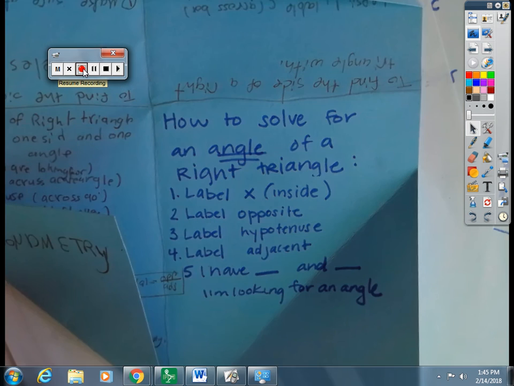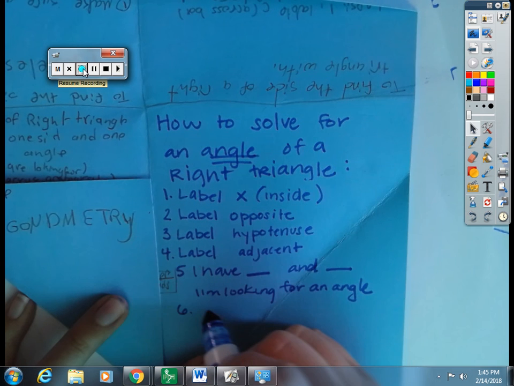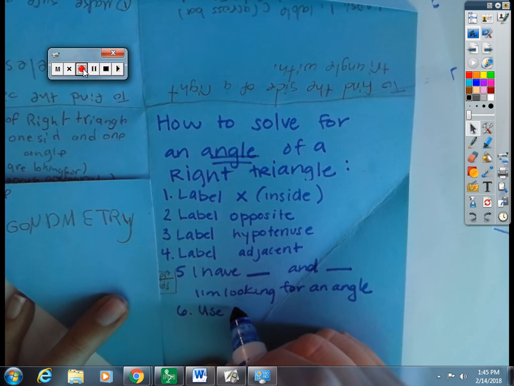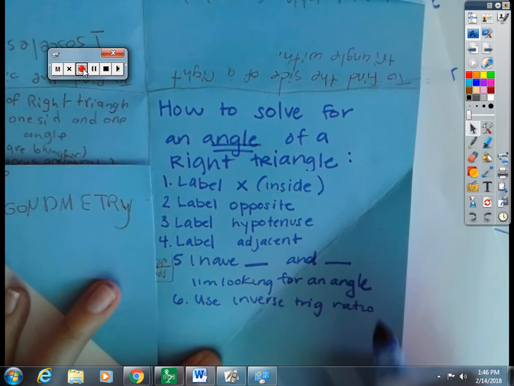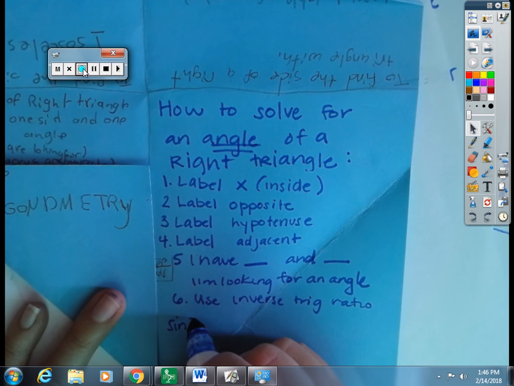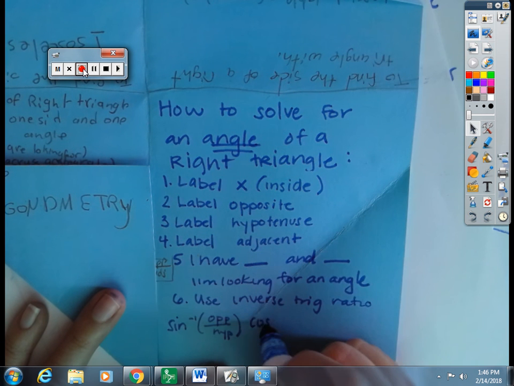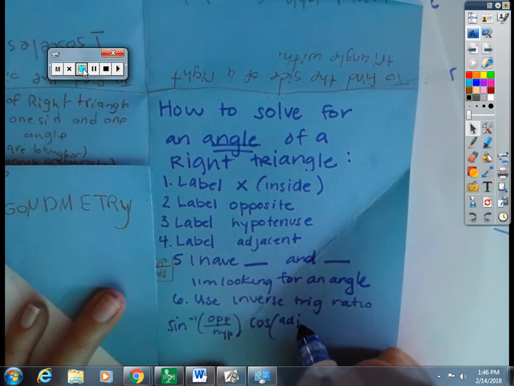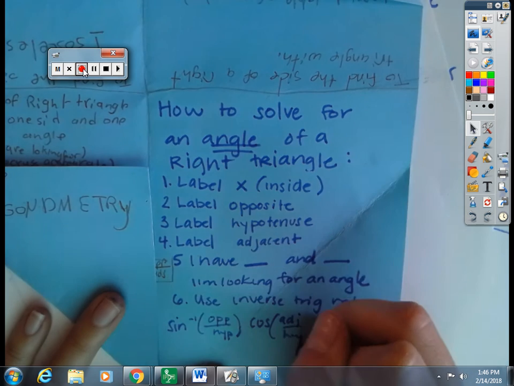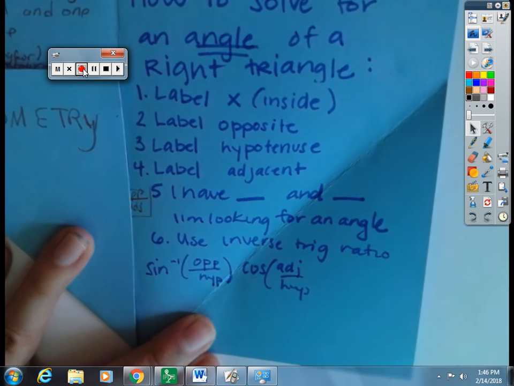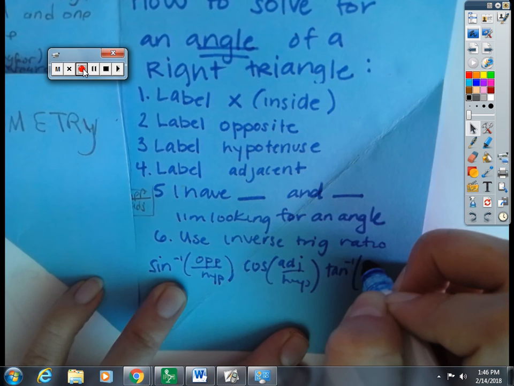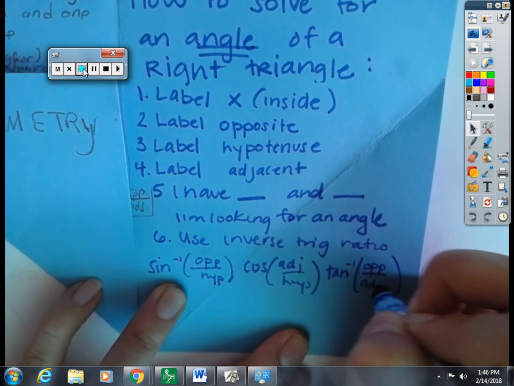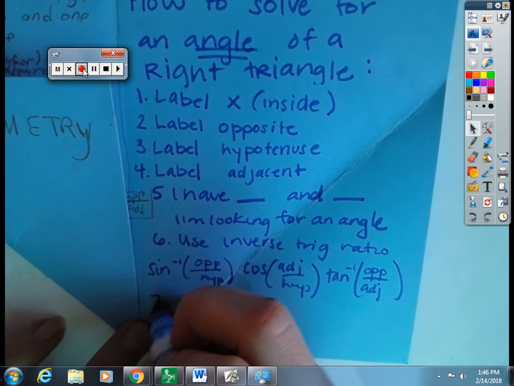So, the next thing you're going to do is you're going to choose one of the inverse trig ratios. So you have 3 kinds. It's just like before: inverse sine, inverse cosine, inverse tangent. And then you're going to use a calculator.